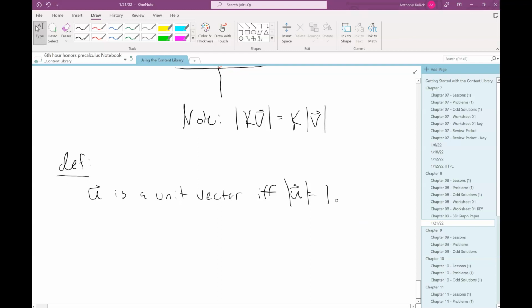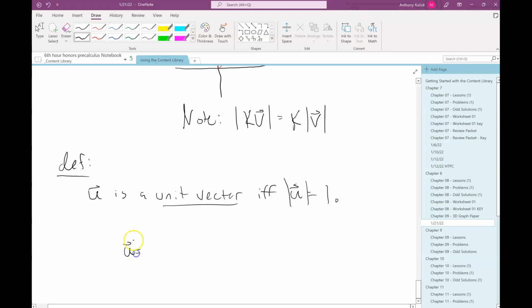So we say that vector u is a unit vector if and only if its magnitude is 1. So how many unit vectors do you suppose we have? What do you guys think? 1? More than 1? Infinite is the answer, yeah. So what are they going to look like?